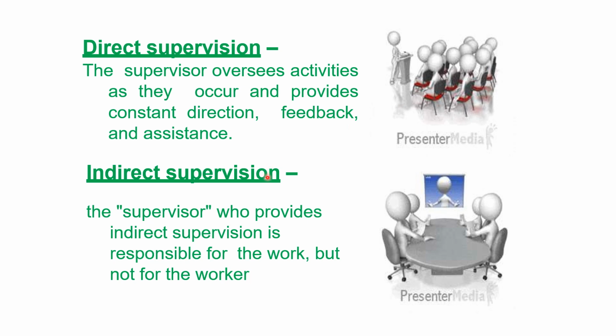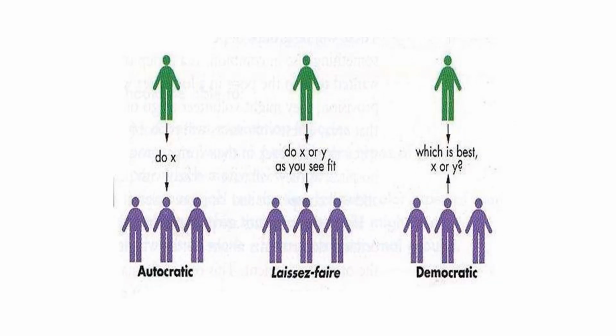The indirect supervision, here the supervisor who provides indirect supervision is responsible for the work but not for the worker. The supervisor is responsible for the work, the workers are not responsible for it. In this slide, you can see the diagram of the other 3 types. In the autocratic type the supervisor says to the subordinates, do as I tell. Here the supervisor says, do X or Y as you see fit. That is laissez-faire type. Here, which is best X or Y, the supervisor asks the subordinate, that is the democratic type.